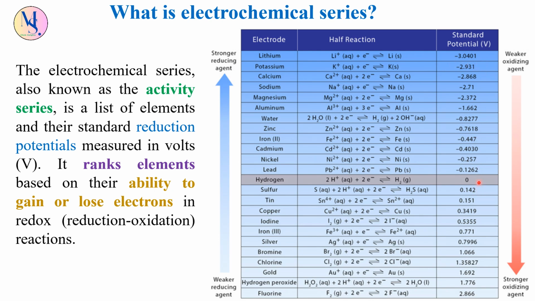And when we reach the middle of this series, we can see the reduction potential for hydrogen is arbitrarily given 0. And down the hydrogen, the reduction potential gets increasing with the positive value. And at the end of this series, the fluorine, which is highly reducible element with the highest reduction potential, that is 2.866 volt. So with the help of this series, we can easily determine which element is easily oxidizable and which element is easily reducible.